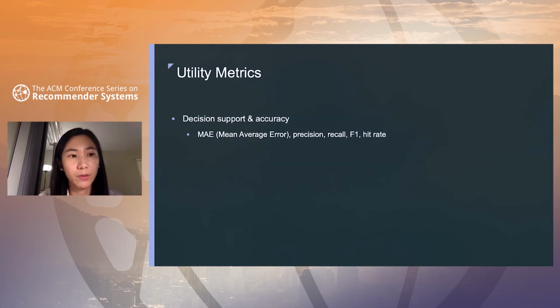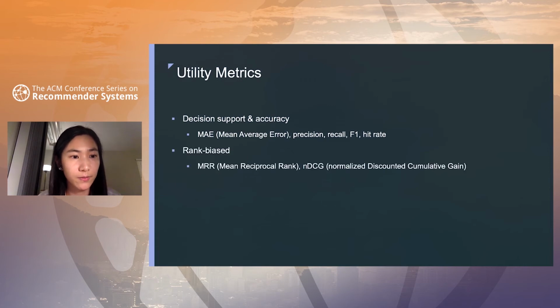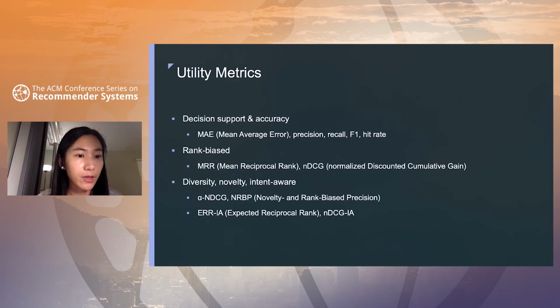Here are some examples of the commonly used utility metrics. There are decision support and accuracy-based measures, for instance, mean average error, precision, recall, F1, and hit rate. There are also rank-biased metrics, such as mean reciprocal rank, normalized discounted cumulative gain. There are also diversity, novelty, and intent-aware metrics, such as alpha NDCG, novelty, and rank-biased precision. The intent-aware version of the expected reciprocal rank and NDCG.